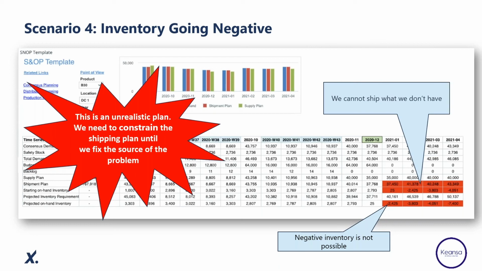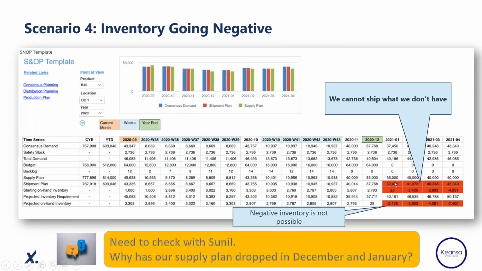Now, we need to check with Sunil to see why we have this problem. Why are we not able to get our supply plan up so that we can match our demand? Why has our supply plan dropped? Notice how it has dropped in December and January. It has gone down to 35 from the 40 it usually is. So Sunil, can you please explain this? Why do we have a problem here in December and January?